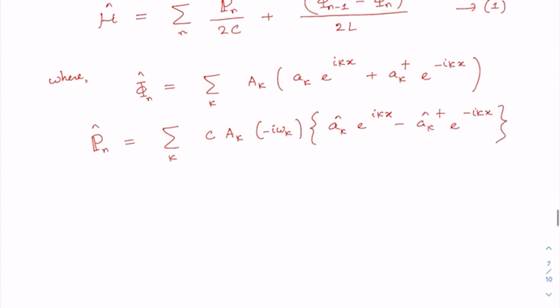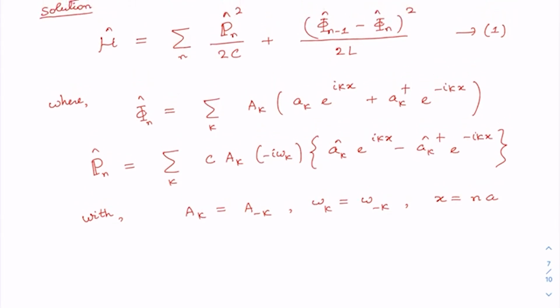And because of translational invariance, we had ak is equal to a minus k, omega k is equal to omega minus k, and x is equal to n into a. n is the number of unit cells and a is the size of the unit cell. Now let us expand the terms in this Hamiltonian one by one.